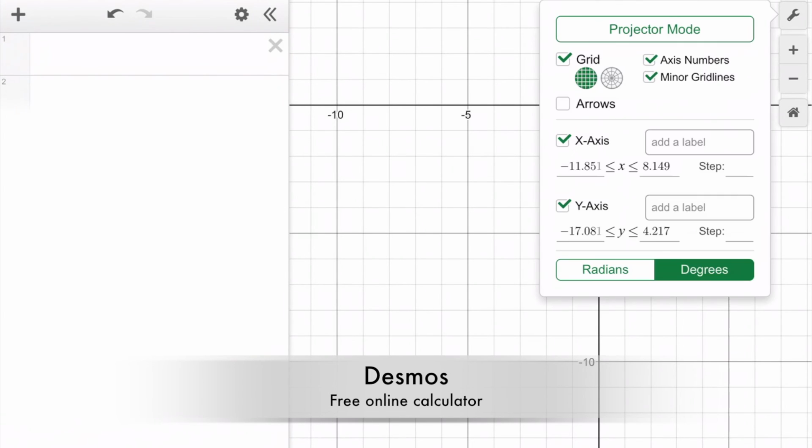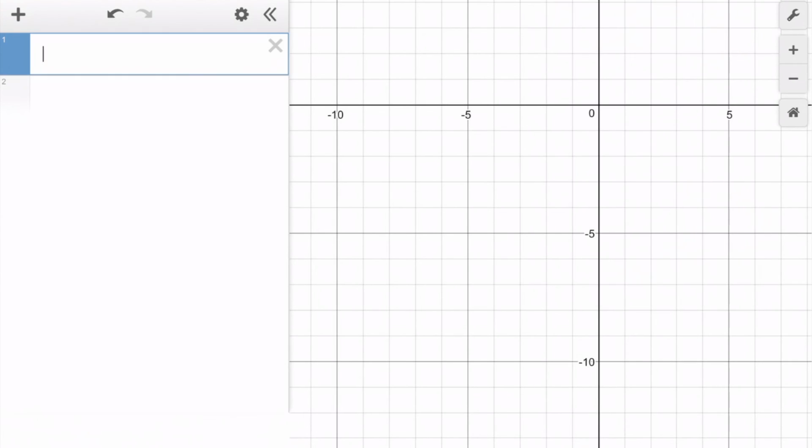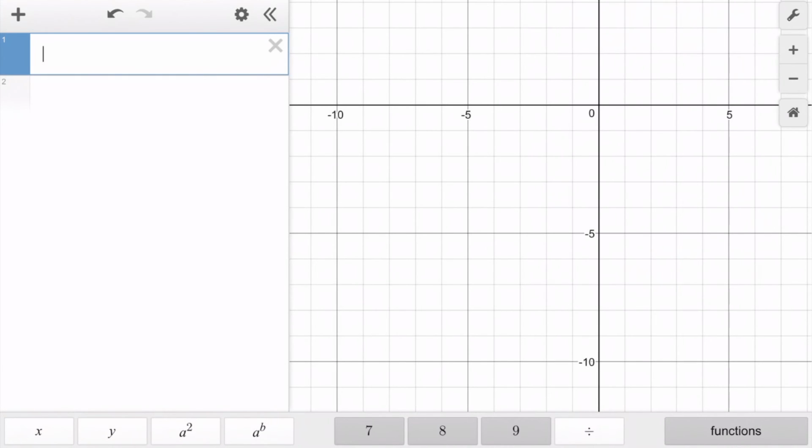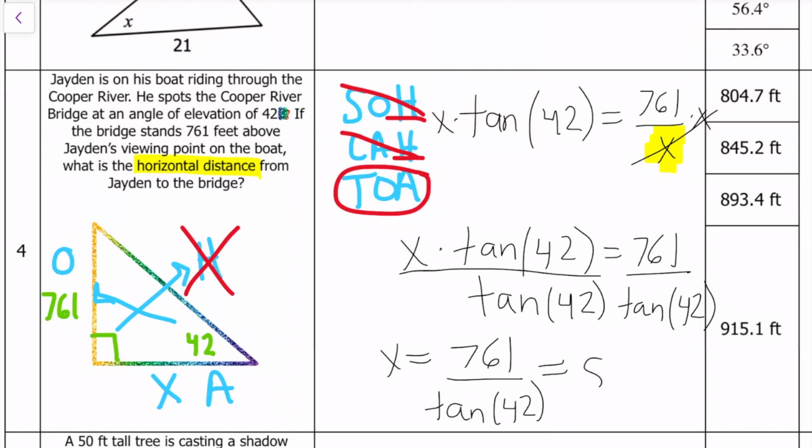We need to make sure it's in degree mode. Okay. Now we can simply type in 761 divided by tangent of 42. That gives us 845.2. Going back to the problem, 845.2 is one of the answer choices. It's the second one, and now we have finished.